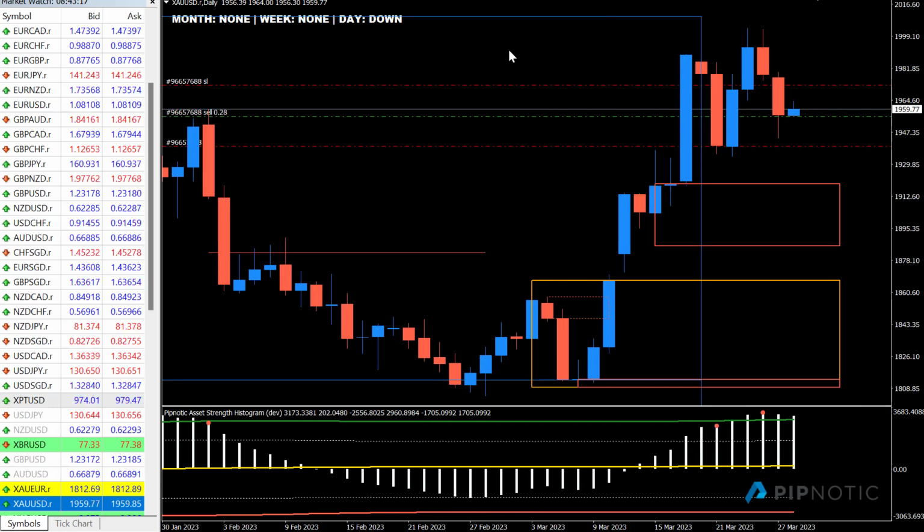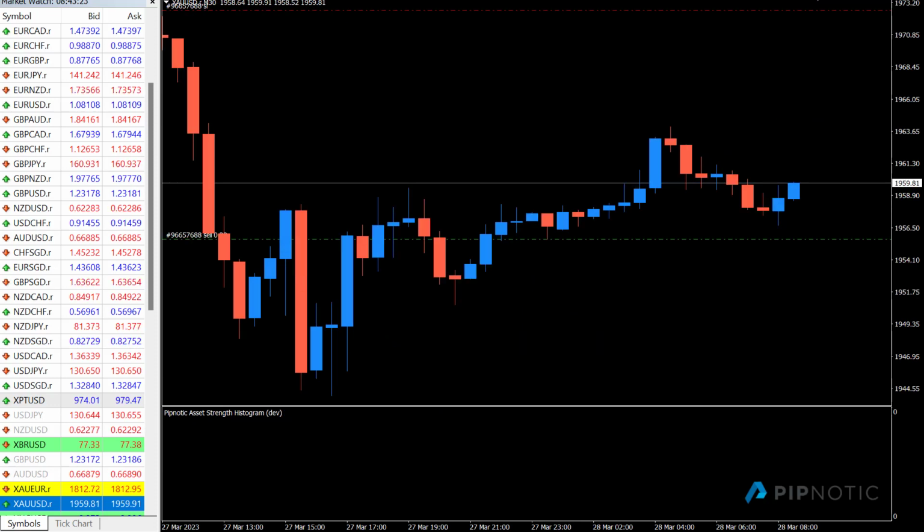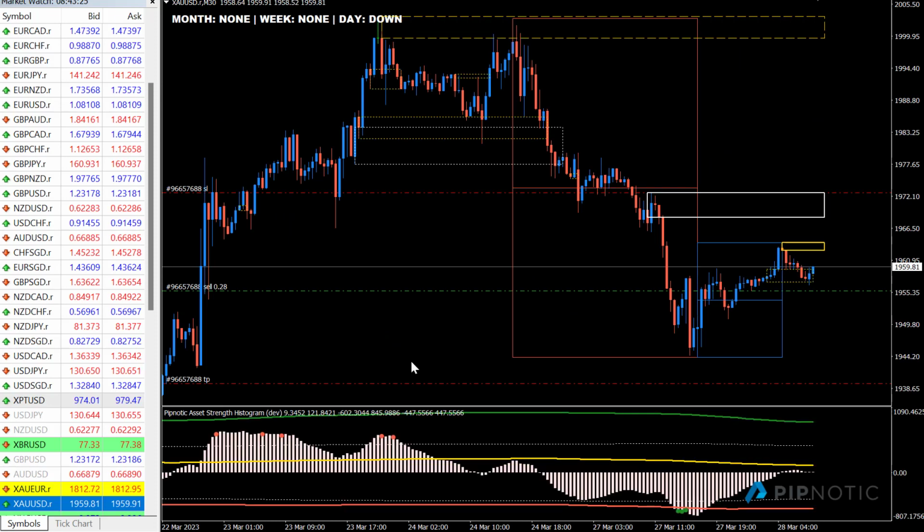All right, so the algo started to sell. We got close to the profit, but it missed it by just a tiny bit. Very close. We came down to here. So I'm thinking that prices will come up here and then we'll continue to move lower. But we'll see what happens.